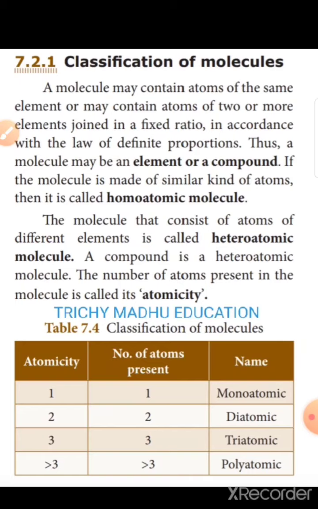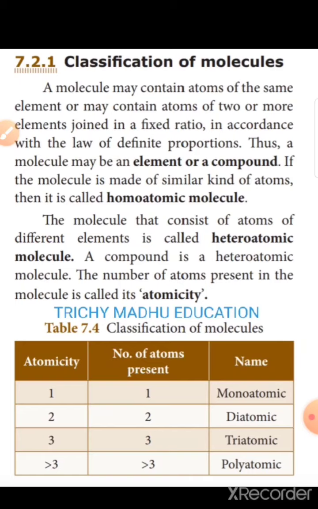A molecule may contain atoms of the same element or may contain atoms of two or more elements joined in a fixed ratio in accordance with the law of definite proportions. Thus, a molecule may be an element or a compound. If the molecule is made up of similar kind of atoms, it is called a homoatomic molecule. A molecule that consists of atoms of different elements is called a heteroatomic molecule.